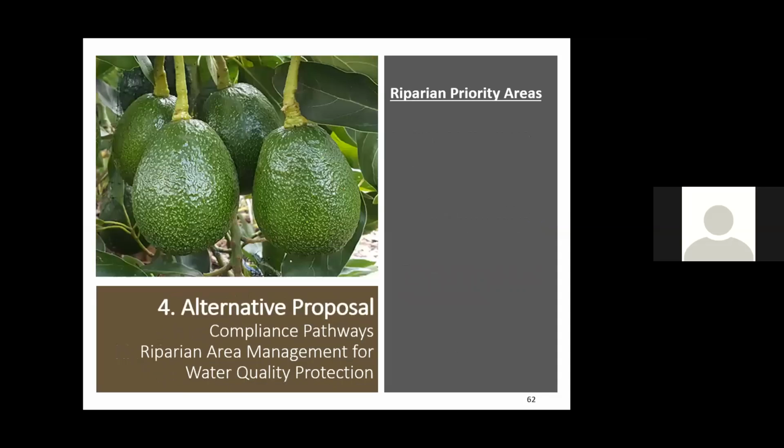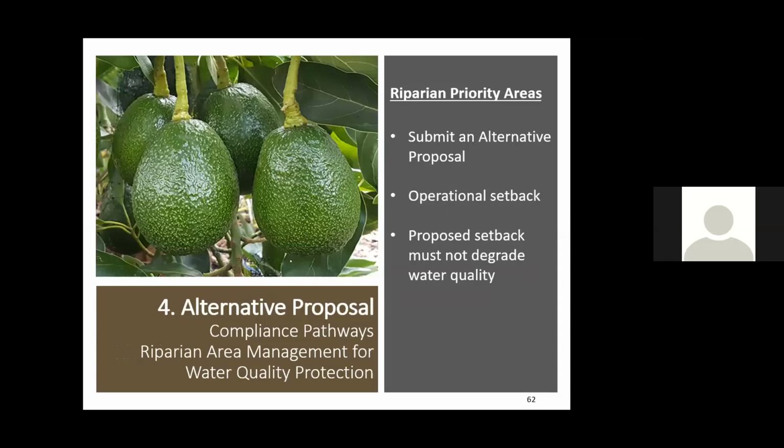Finally, you can submit an alternative proposal for executive officer approval. You would need to have an operational setback on the farm, and the proposal needs to demonstrate that the setback won't degrade water quality. In addition, if you select this pathway, you would need to conduct ranch-level surface water monitoring. Next, I'm going to talk about the monitoring and reporting requirements for each of these four compliance pathways.